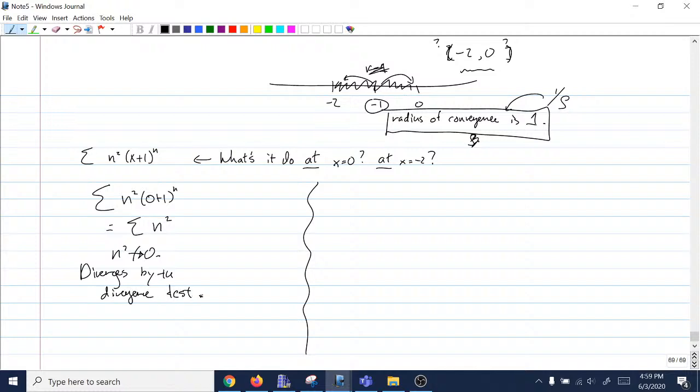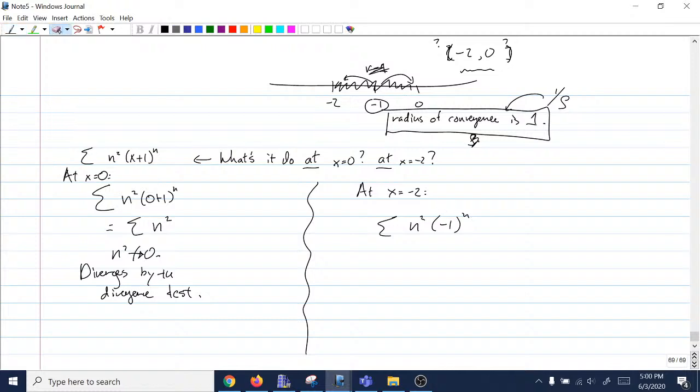If you've gotten the hang of the last batch of problems, these are usually going to be very easy things to solve. What's happening at x equals negative 2? In general, you plug in one of the endpoints, you get a 1 to the n. You plug in the other endpoint, you get a negative 1 to the n. So in one of them, you're thinking about an alternating series, and in the other one, you're thinking about a non-alternating series.